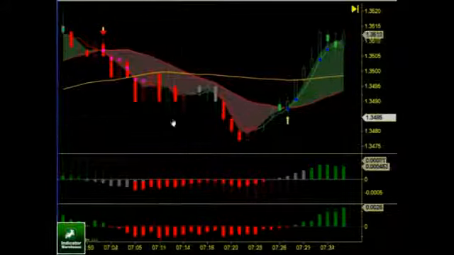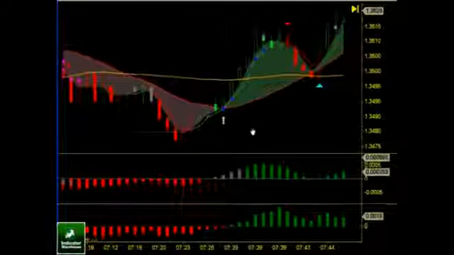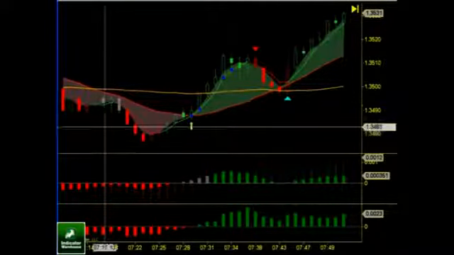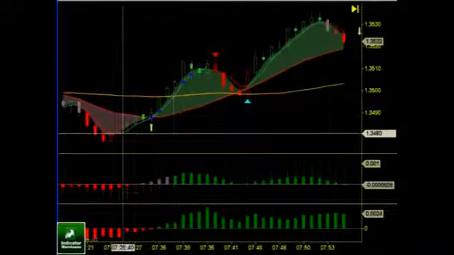Now every 8 ticks is $100 in your pocket. So we just want to scalp the safest trades we can each day, 3 to 4 to 5 times a day, make a nice living for ourselves.